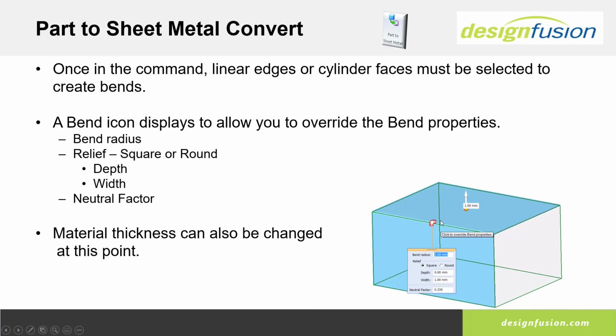So once you go into this command, you're prompted to select linear edges or cylindrical faces. These will be the edges that you're going to turn into bends. A bend icon is displayed, and you click on it and you can override the default bend properties from the gauge tab in the material table. You can also change the material thickness at this point.